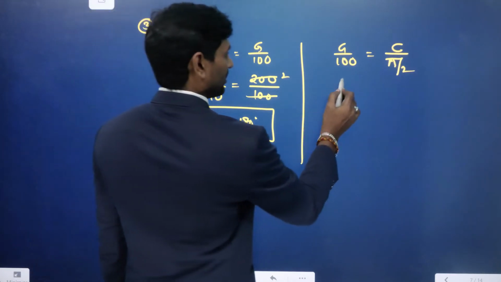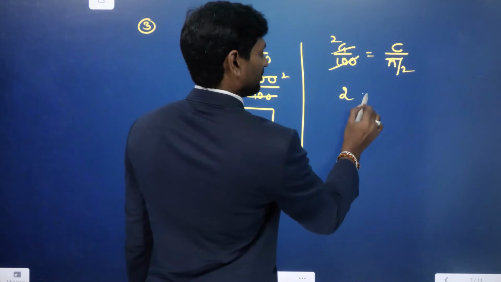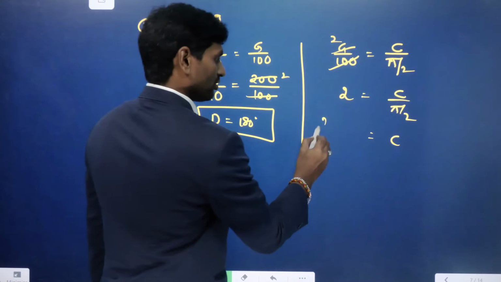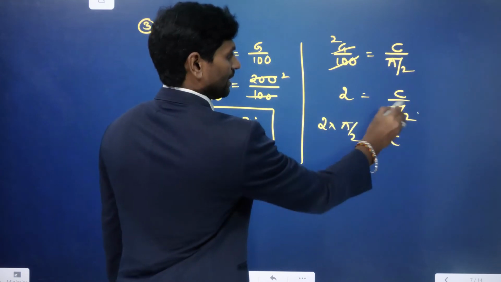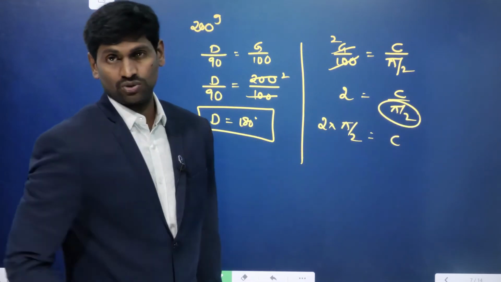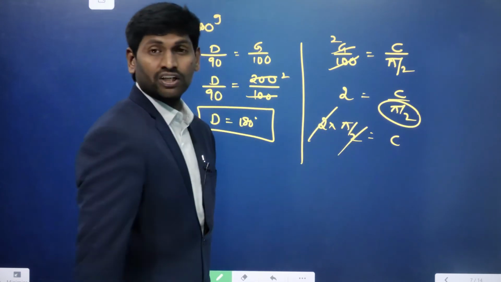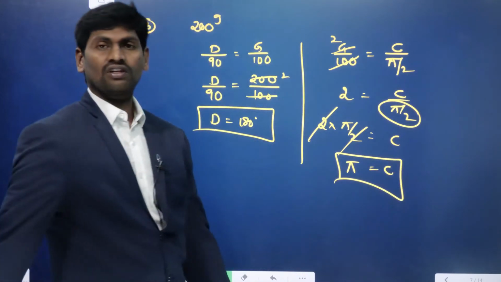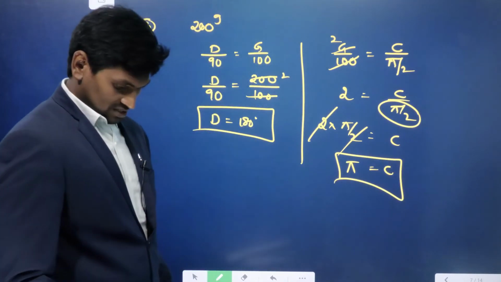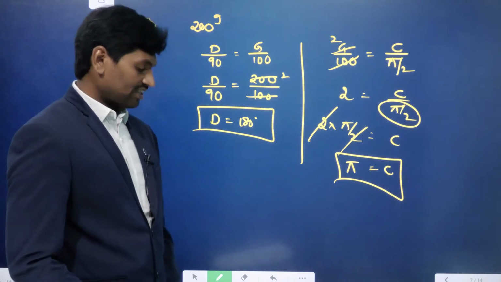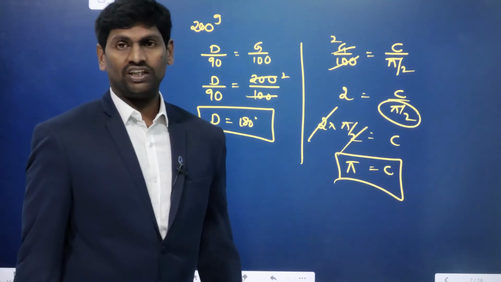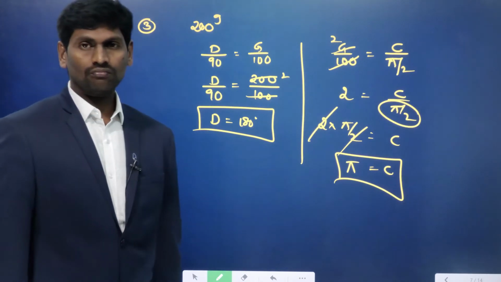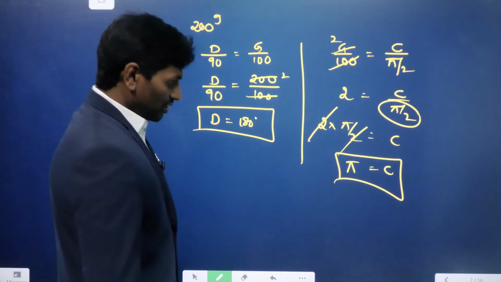Now here, this is also 2 times cancelled. 2 equals C by pi by 2, that is C equals 2 into pi by 2, because pi by 2 is dividing this side. When you transpose, it is going to multiply. Numerator and denominator cancel, C value equals pi. Okay, na? Through the options we have 180 degrees, but pi value is not given. So option 1, 180 degrees, we need to choose. Now let us go to the next question.